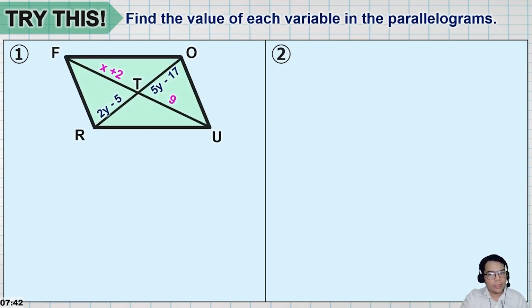Ayan. So for number one, we have here a parallelogram FOUR, wherein we have the given segments x plus 2 as the measurement of FT and TU as equal to 9. And also RT and OT are given with algebraic expressions such as 2y minus 5 and 5y minus 17. So from there, we can still apply yung property natin na diagonals bisect each other wherein itong FT will be congruent to UT or TU, and then we can solve for the value of x because both of them are having the same measurement. So we can say that x plus 2 is equal to 9.